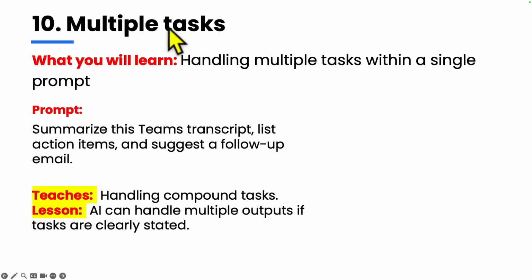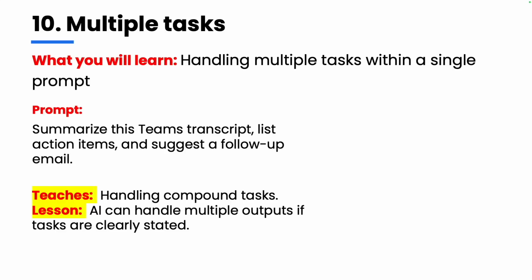So in this, what we are going to learn is how you can add multiple tasks and how this model is going to handle multiple tasks with a single prompt. So the prompt here is summarize this Teams transcript, list action items, and suggest a follow-up email. So based on whatever you're going to provide here, it could be a Teams transcript, a meeting, whatever you had before, or a document which you're going to upload, or give a text. Based on that, it is going to extract 2 or 3 things. One, you want a list of actions, and next you want to suggest a follow-up email as well based on one. So you're incorporating 2 or 3 actions into a single prompt.